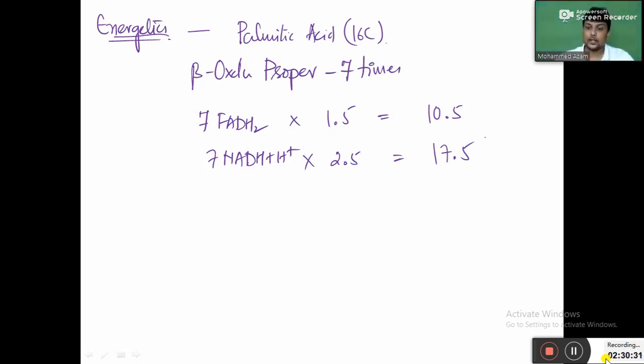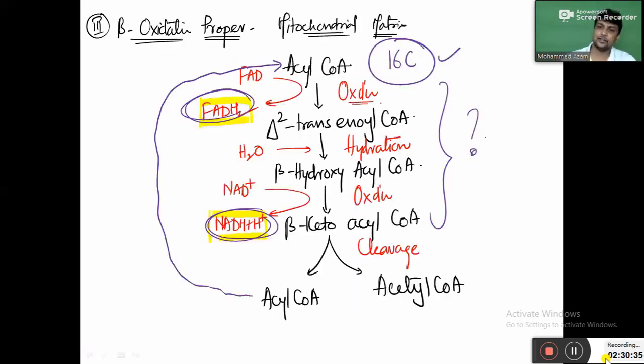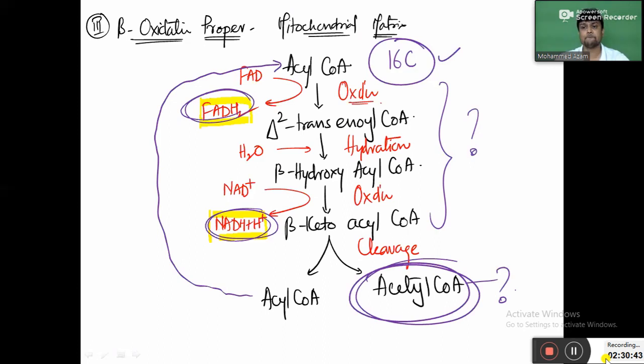Now the question number 2 here is: if you are done with the 7 times of beta oxidation proper, at the end, how many molecules of acetyl CoA will you get? Here there is no twist at all. Remember, removing 2 carbon, 2 carbon, 2 carbon, 2 carbon. So how many molecules will you get? 8 molecules of acetyl CoA.